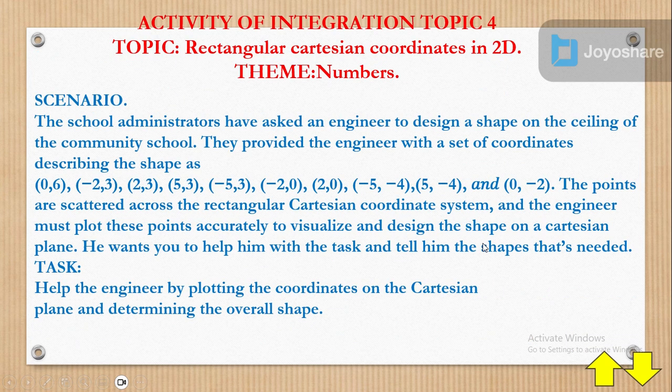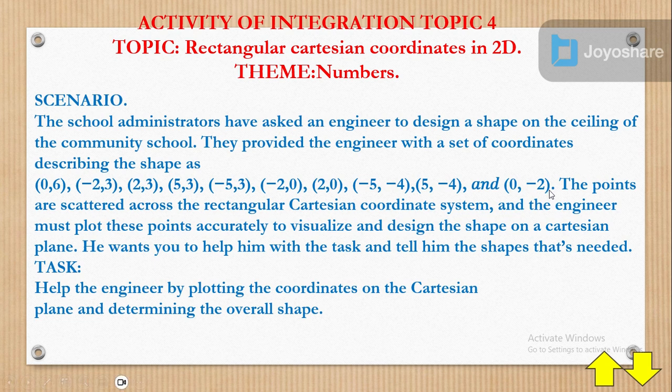That pushes us to activity of integration 4, and that is topic 4, rectangular Cartesian coordinates in 2 dimensions. Now in here, the rectangular Cartesian coordinates in 2 dimensions is where we get to know how we plot the values, the Cartesian plane, the x-axis and y-axis. That's where we go into that, and that is still senior 1, book 1.